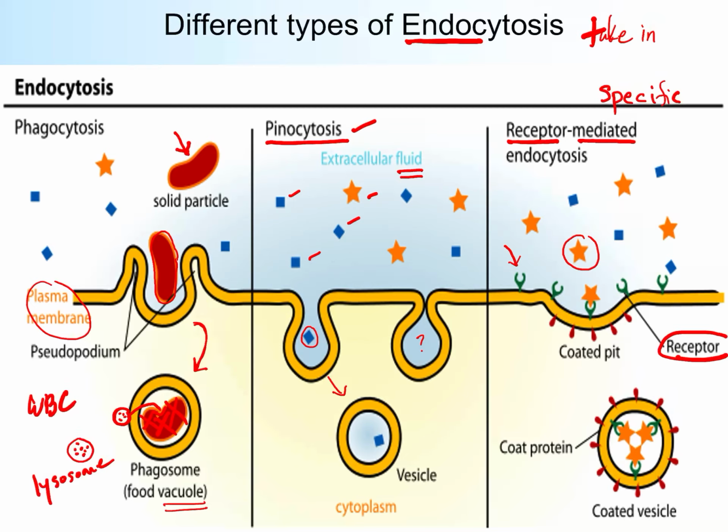And when there's a star that fits the receptor, it signals for this pit to form, and then it'll drag in just the stars, in a vesicle. So this is a way that cells can control exactly what they bring in.